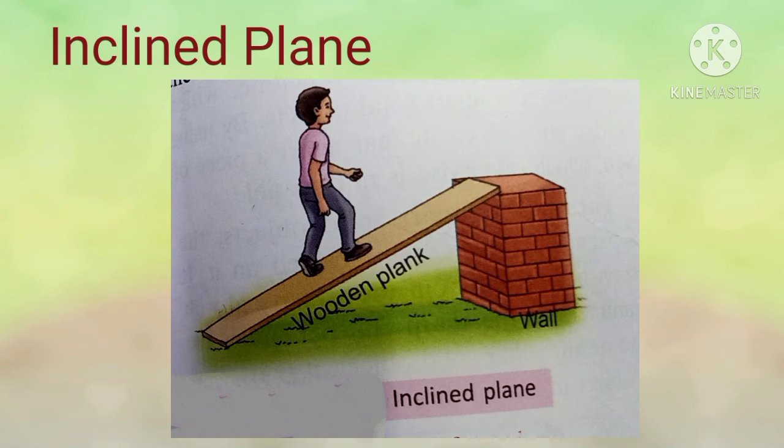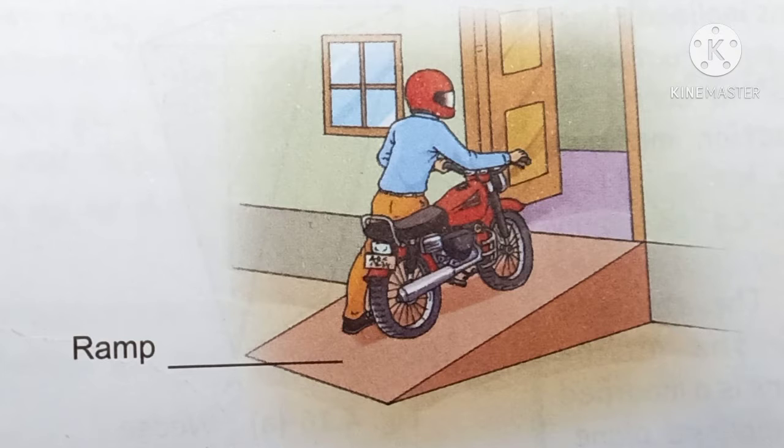Now we discuss the inclined plane. Any sloping flat surface along which a load can be easily pushed or pulled is called an inclined plane. Some examples of inclined planes: the houses which are built at a higher level are provided with a ramp to push up scooters and motorbikes. When the cargo is removed from a sailing ship, a gang plank is provided to unload the cargo.